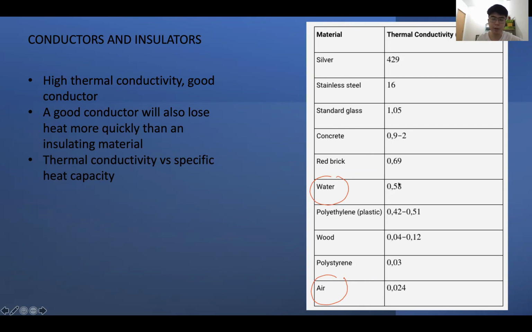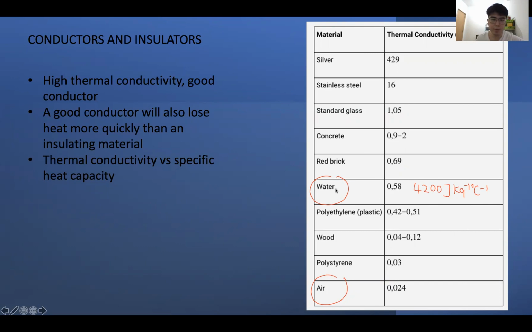Water is also a very good insulator because you see the specific heat capacity, 4200 joule per kg per degree. One degree can keep a lot of heat energy. You can store a huge amount of heat energy. So that makes water a very good insulator.